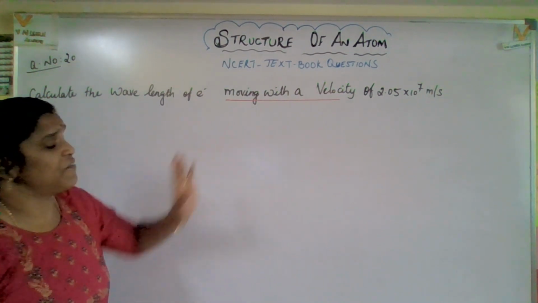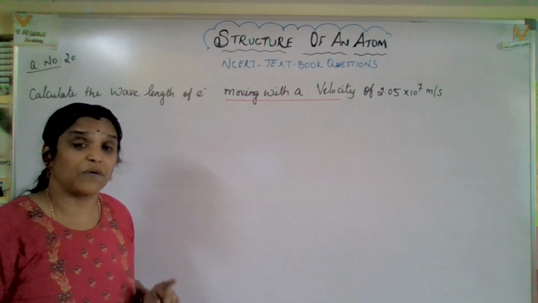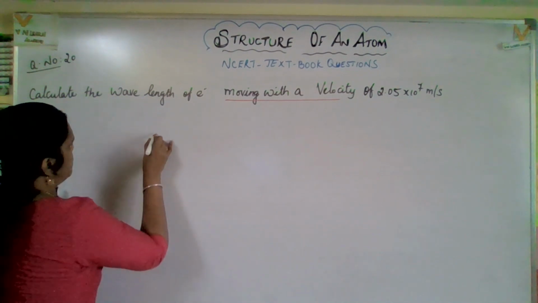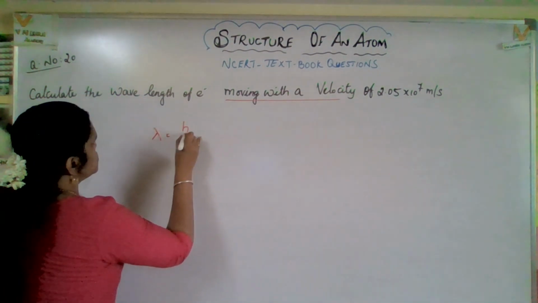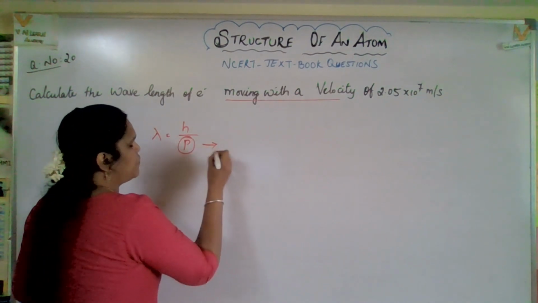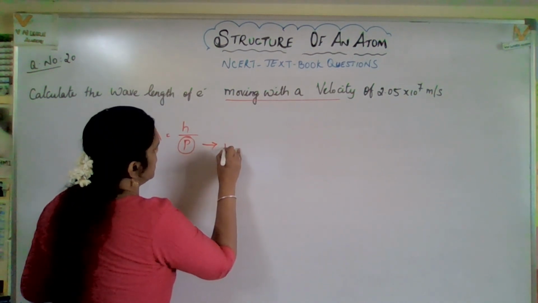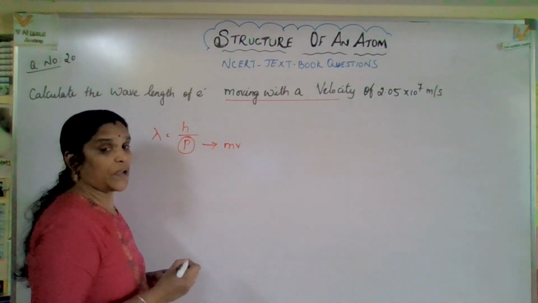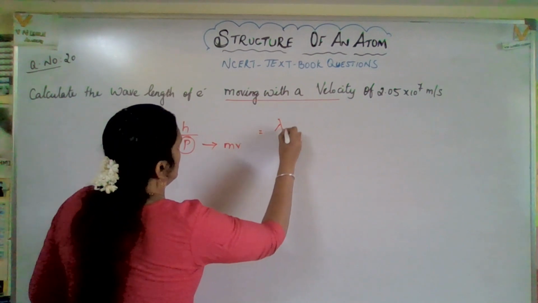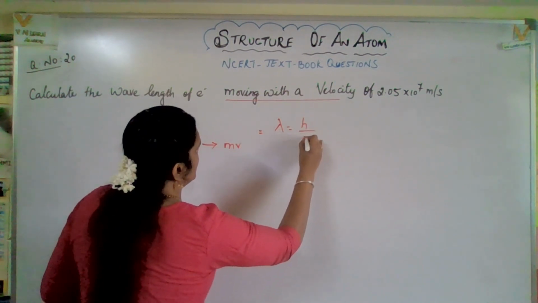Moving with a velocity means definitely the wave equation, that is de Broglie's wave equation. So wavelength lambda is equal to h by p, where p is momentum. Momentum is mv, mass into velocity. So let us write it this way: lambda is equal to h by mv.